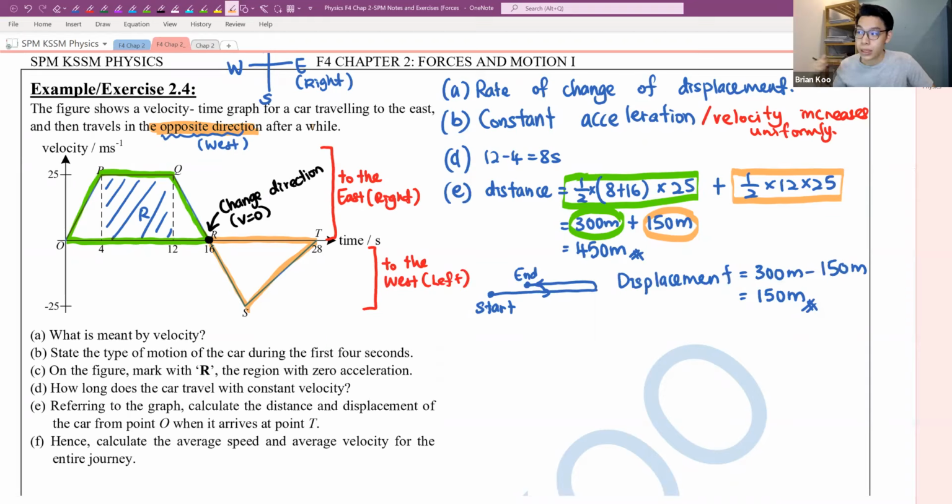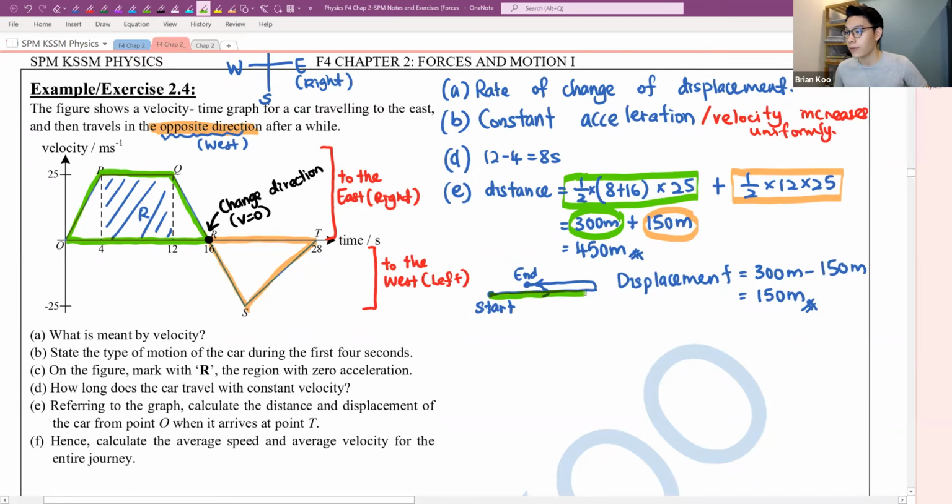Cherisha, yeah, I got 150, right? Displacement is final minus initial position. No, displacement is the shortest distance from the starting point to the end point. At first you move to the right for 300 meters, and then you move to the left for 150, right?